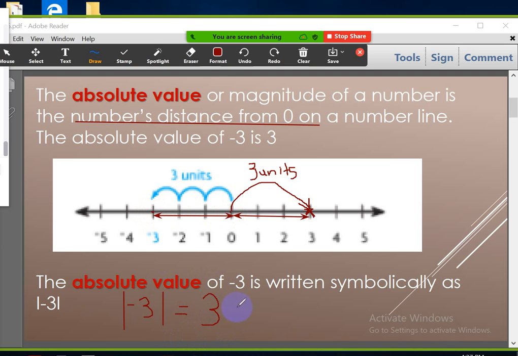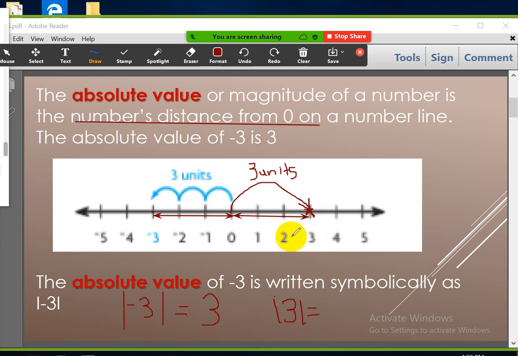This is the absolute value of negative 3. What about if I have positive 3? Positive 3 will be on the right side. This is the point that represents positive 3 on the number line. The absolute value of 3: that means I have to take 3 and put it between those small lines.